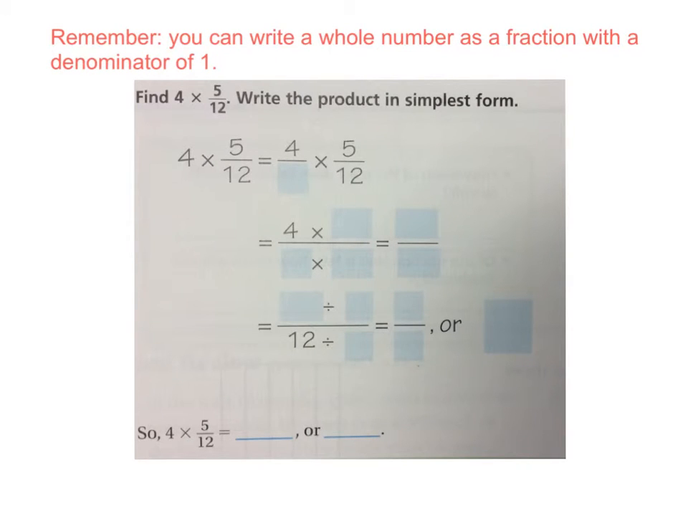We need to remember that we can write whole numbers as a fraction, right? We just need to give it a denominator of 1. So if our math problem asks us to find 4 times 5/12, the first thing we need to do is write that whole number of 4 as a fraction. How can I write 4 as a fraction? Matthew? Yeah, so 4 times 5/12 is the same as 4 over 1 times 5 over 12.